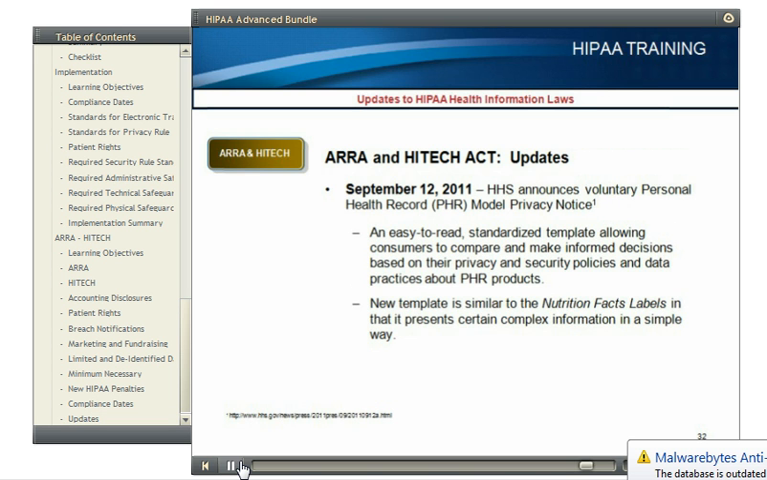September 12, 2011. HHS announces Voluntary Personal Health Record, PHR, Model Privacy Notice. An easy-to-read, standardized template allowing consumers to compare and make informed decisions based on privacy and security policies and data practices about PHR products. The new template is similar to nutrition facts labels in that it presents certain complex information in a simple way.